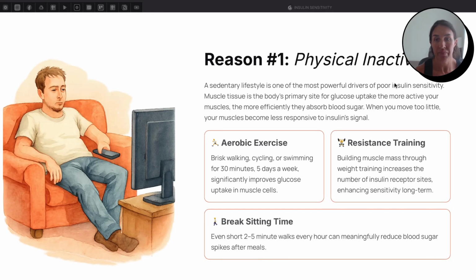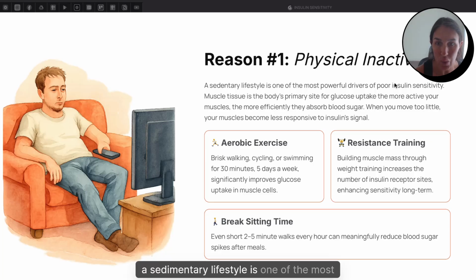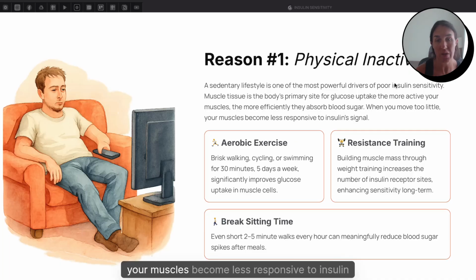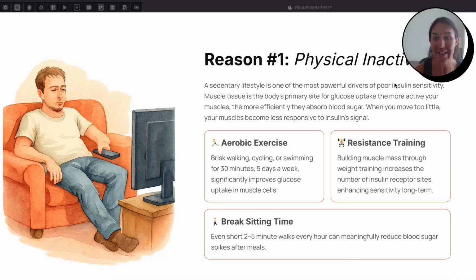Reason 1, okay? Physical inactivity. A sedentary lifestyle is one of the most powerful drivers of poor insulin sensitivity. Muscle tissue is the body's primary site for glucose uptake. The more active your muscles, okay, the more efficiently they absorb sugar. When you move too little, your muscles become less responsive to insulin signals when you get lazy, okay?